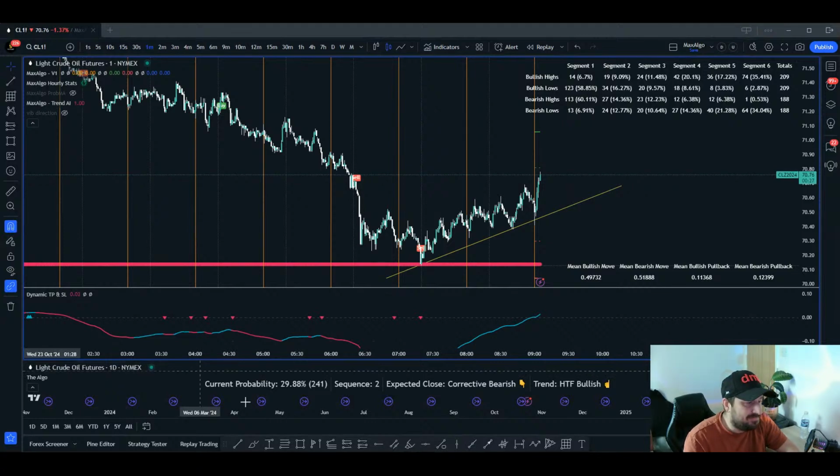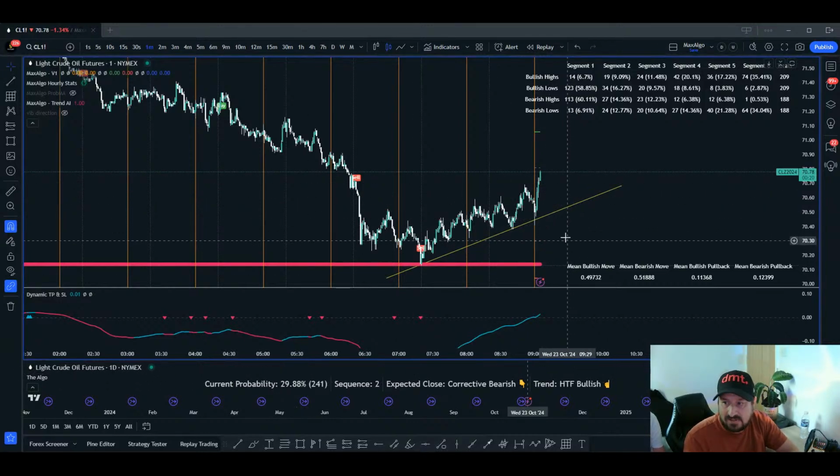How do you like that? We got a daily analysis. Where's our probability? We don't just jump on and trade that. We wait for the hourlies to match. We wait for everything to bring us back in line. We only trade with high probability.